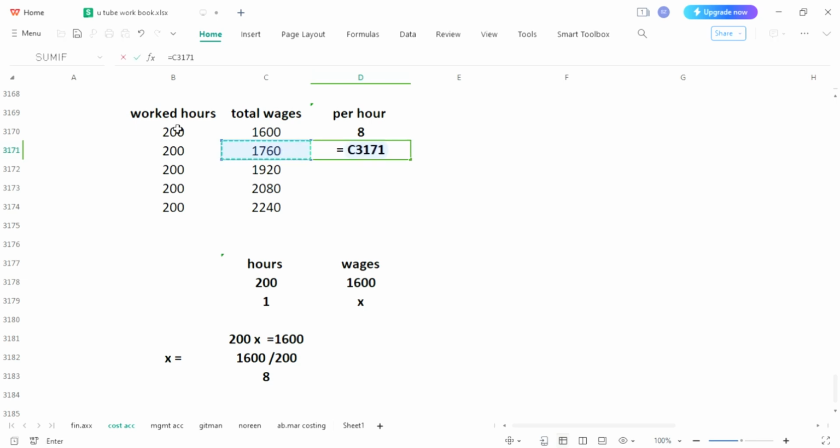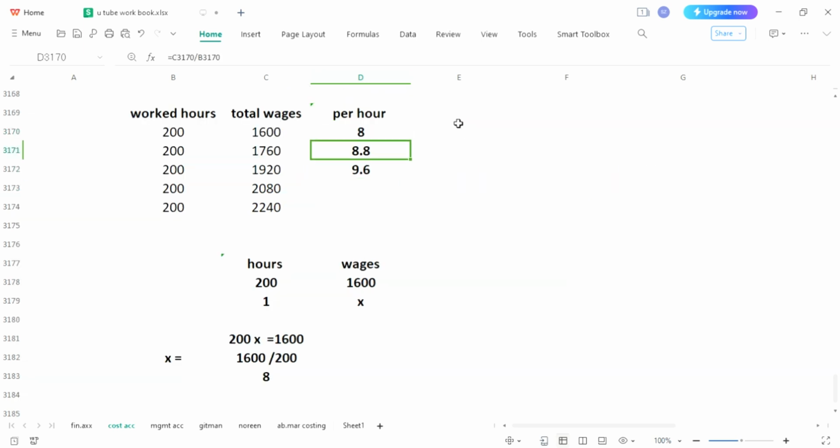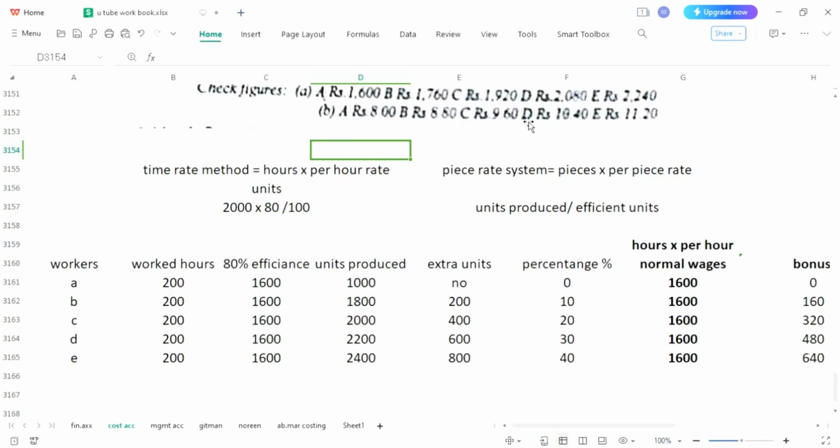Similarly, for the second worker, 1760 divided by 200. For every worker, we do not need to write down the unitary method. We were just trying to know whether to divide or multiply. With this, we are now confirmed that total wages will be divided by working hours. For worker C, 1920 was the amount of wages, 200 working hours, so per hour is 9.6. Let me show you here: first worker 8, second worker 8.8, and next worker is 9.6.